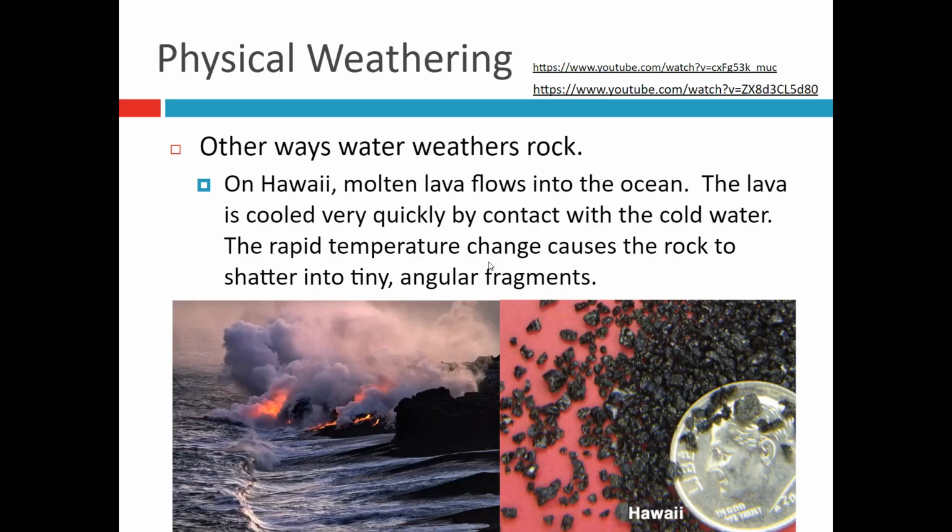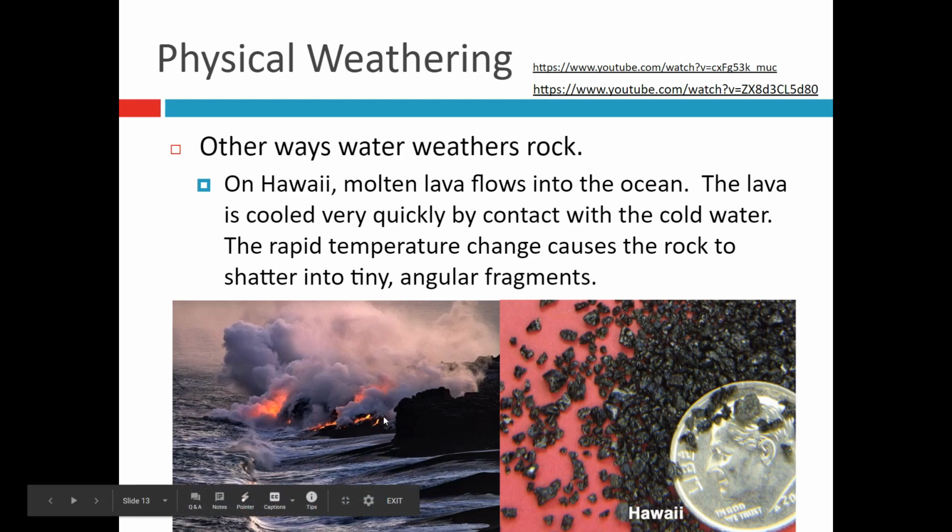Now, here's another interesting, cool process of physical weathering. When lava flows into the ocean, it will immediately cool off, and that is going to cause it to break and shatter into tiny little angular fragments. And you get this lava that is broken and shooting up into the air and then washing up on shore, and you get black sand beaches. So this is very typical in Hawaii. You can go watch that, and I'll show you a video of that right here.